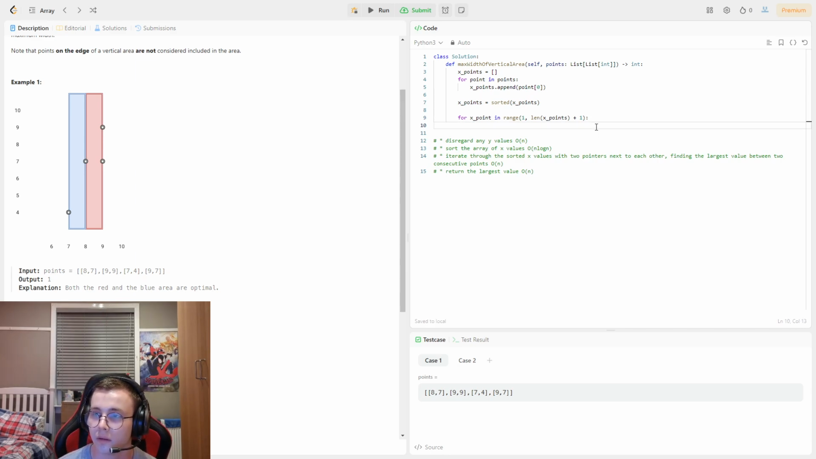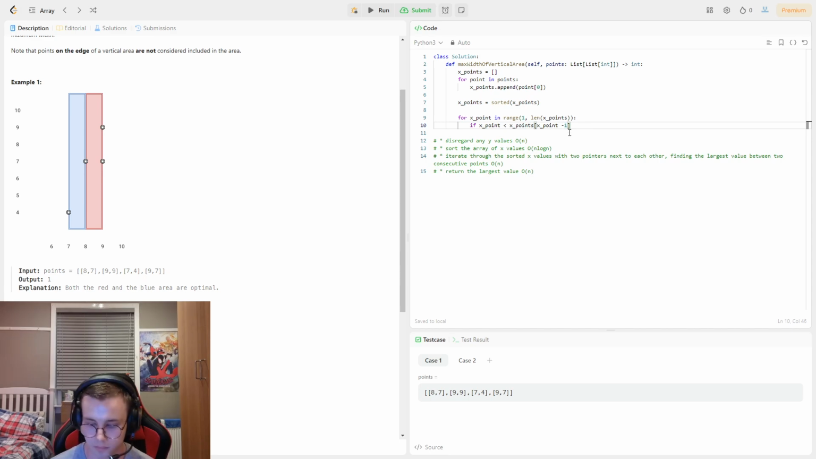I know we're starting from, no, so I don't know what I'm talking about. Starting from 0, yep. So we're gonna do if x_point is less than x_point minus 1, where in fact we need to start from 1. If x_point is less than x_points, and then we're indexing into this.